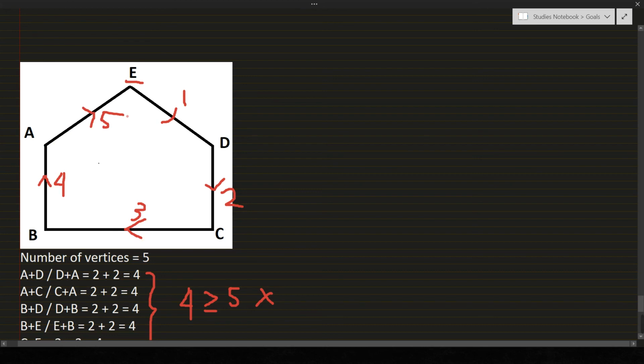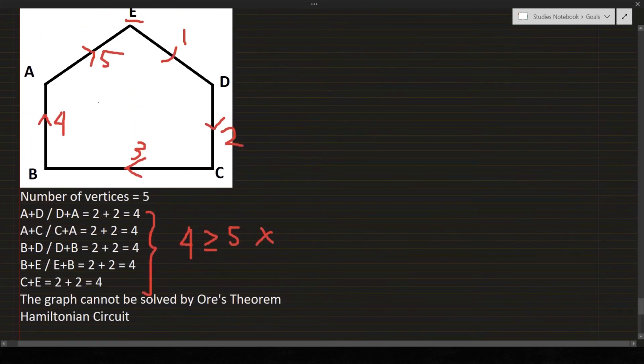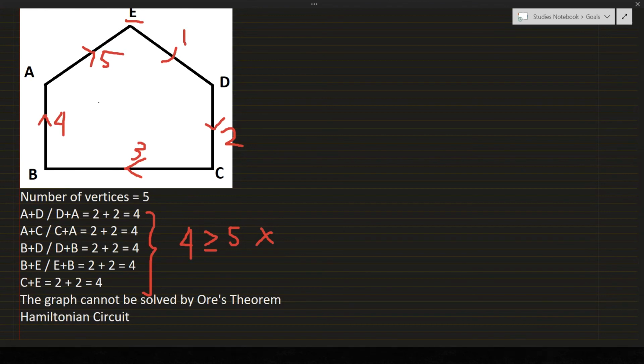As seen from the graph, we ended where we started. So this graph is a Hamiltonian circuit. Right? So the purpose of Ore's theorem is to sufficiently prove that the graph is a Hamiltonian circuit.